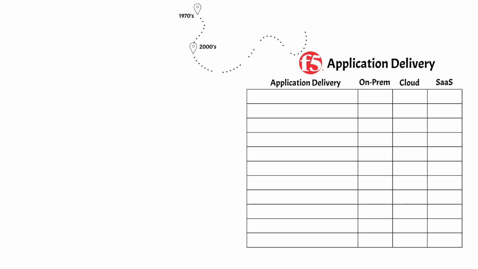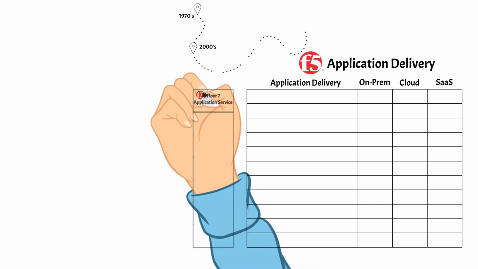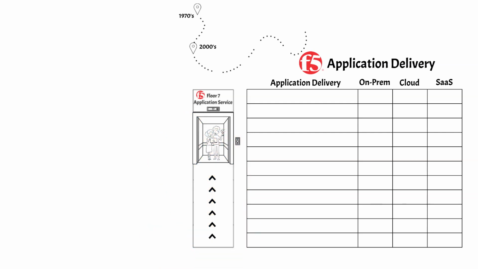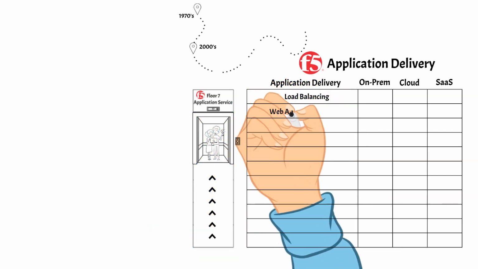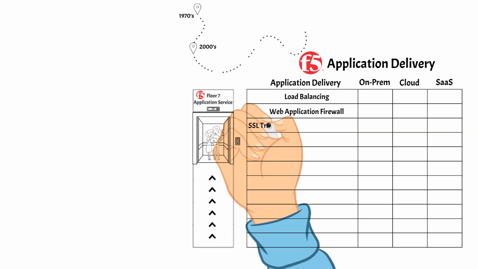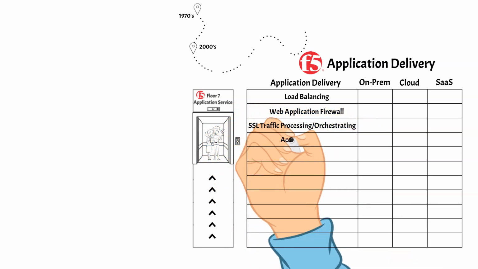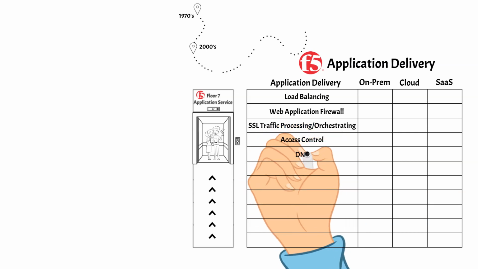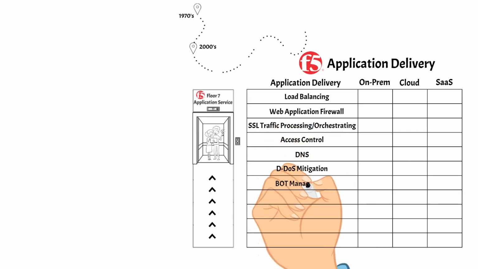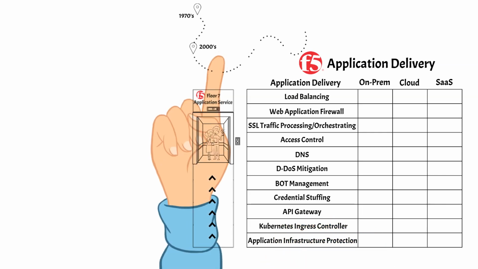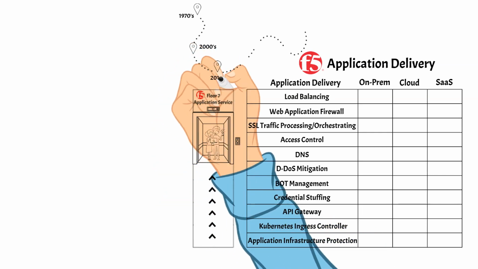To participate in application delivery and security, we need to show up at layer 7, or should I say, floor 7. This includes load balancing, having a web application firewall, SSL for processing traffic, and also for orchestrating it, access control, DNS, DDoS mitigation, bot management, credential stuffing, API gateway, Kubernetes ingress controller, and application infrastructure protection. So let's start in the year 2015.